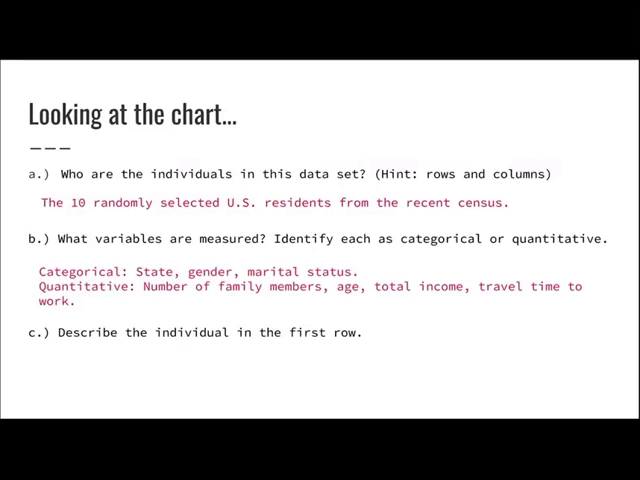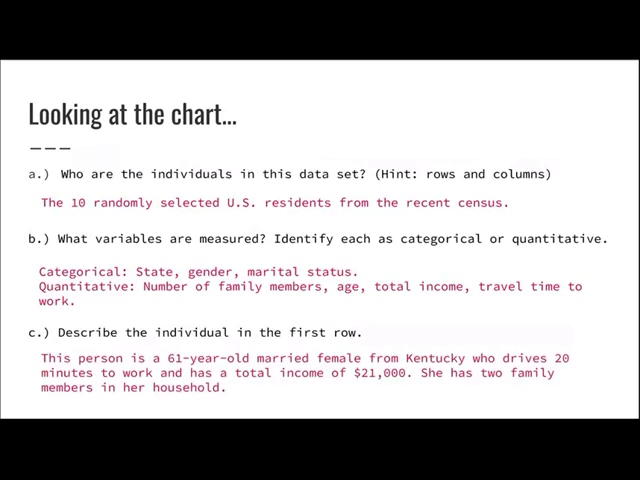So describe the individual in the first row. This person is a 60-year-old married female from Kentucky who drives 20 minutes to work and has a total income of $21,000. She has 2 family members in her household.